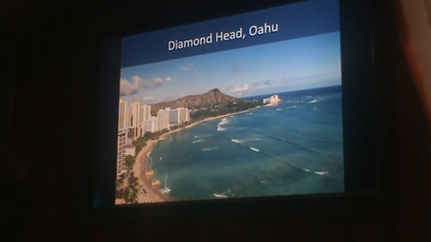Right? Is Diamond Head going to erupt? No, because it's not over the hot spot. We've got that little hot spot right there. It's long past it. That's an extinct volcano.